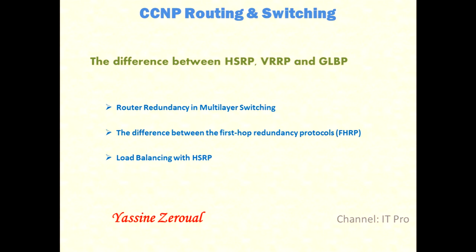I will guide you in this lesson, which is a lesson from the CCNP routing and switching course. The difference between HSRP, VRRP, and GLBP, which will cover the following: router redundancy in multi-layer switching, the difference between the first hop redundancy protocols, and load balancing with HSRP.